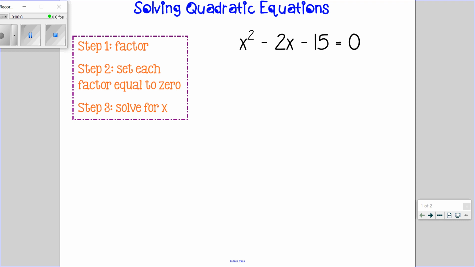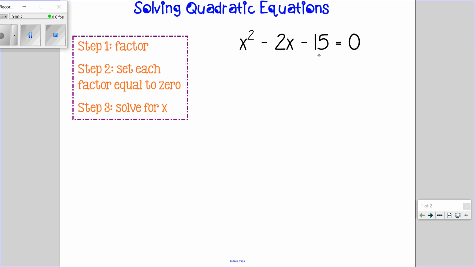All right, today we're going to be doing section 2.8, which is solving our quadratic equations by using the zero product property. So we have some steps over here. Step one is we're going to factor. So we're going to factor it just like we've been doing. So you ignore that equal zero part and just factor this left side here.